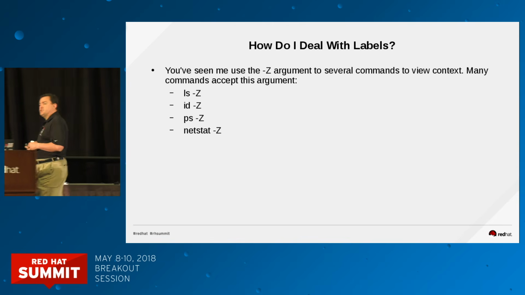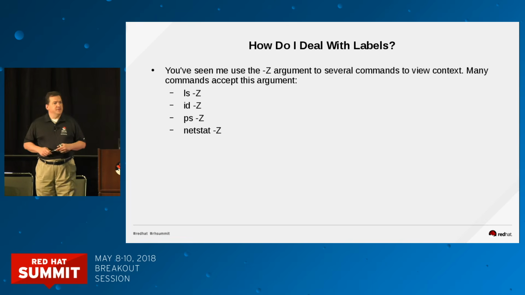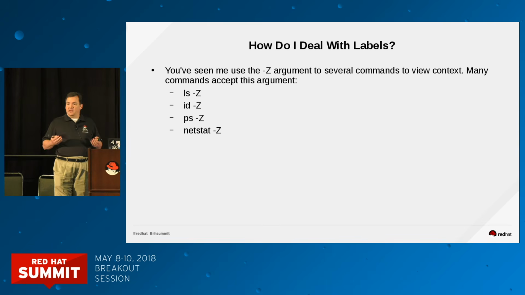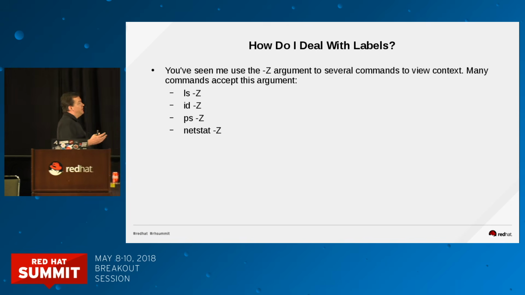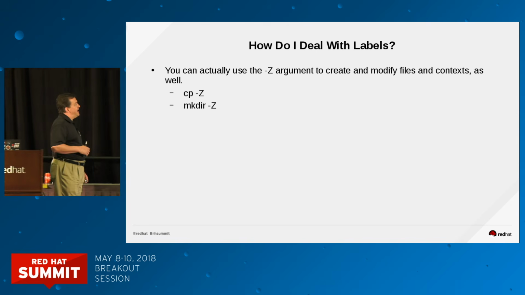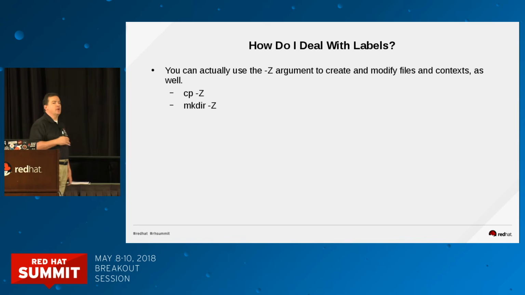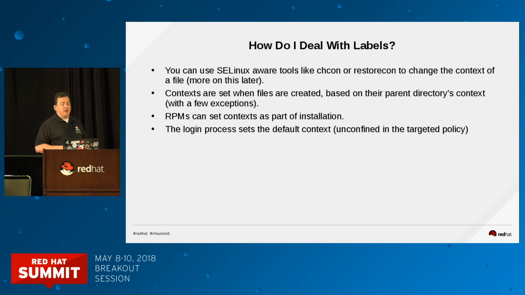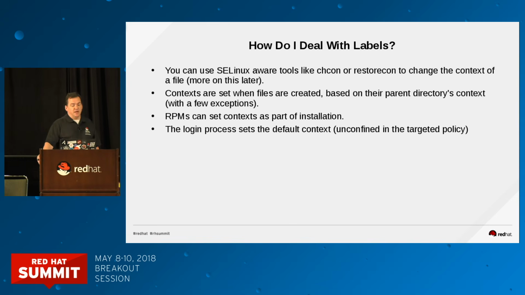You saw me use the -Z argument to a number of commands. -Z is pretty much universally the argument that you're going to pass to any of the commands on a Linux system that can give you additional information about SELinux. So I can do ls -Z, id -Z, ps or netstat, cp or mkdir. I can actually set an SELinux context when I create or copy content. You can also use SELinux-aware tools like chcon, change context, or restorecon, restore context, to change the context of a file. And I'll show you some examples of that in a little while.